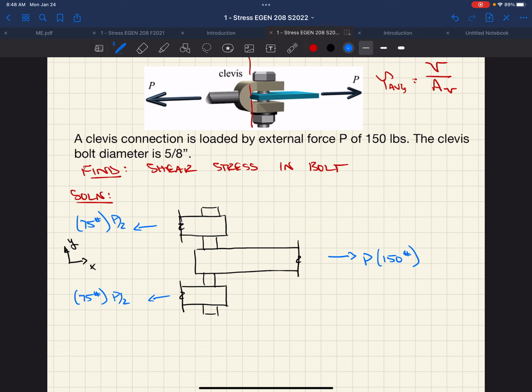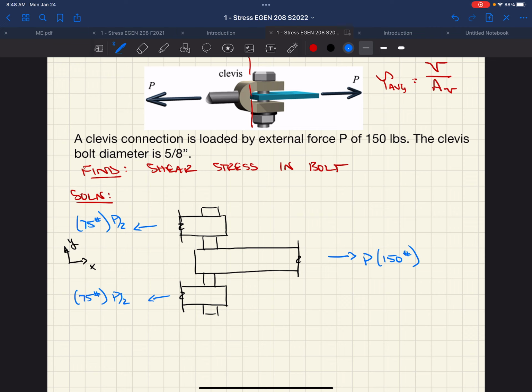Sum of the forces in the X equals 0, right? We have 150 pounds acting to the right. We have 150 pounds acting to the left, right? 75 and 75. This clevis isn't going anywhere. There's no motion. Sum of the forces equals 0. We have equilibrium.